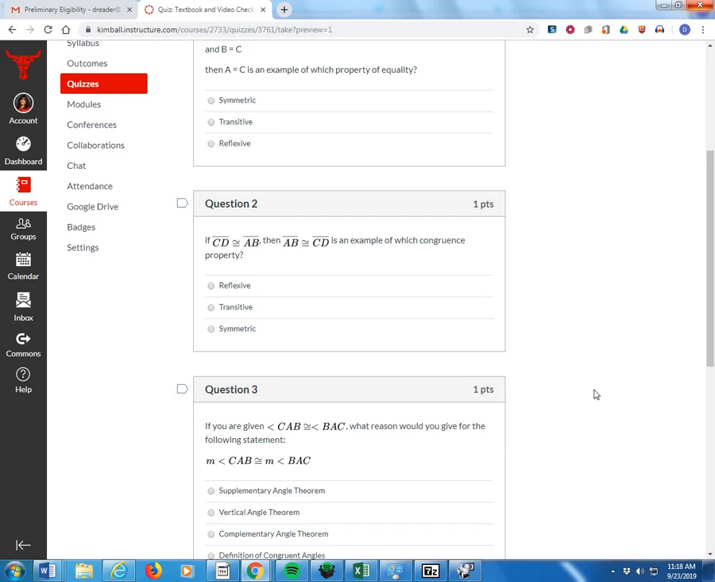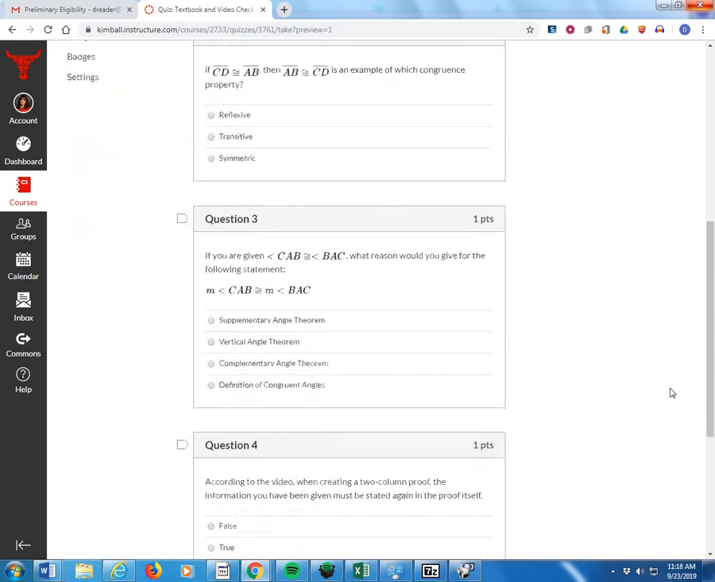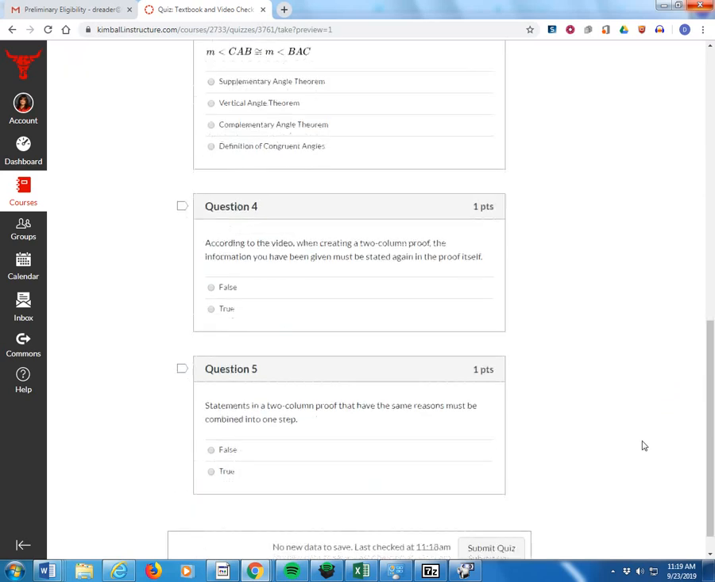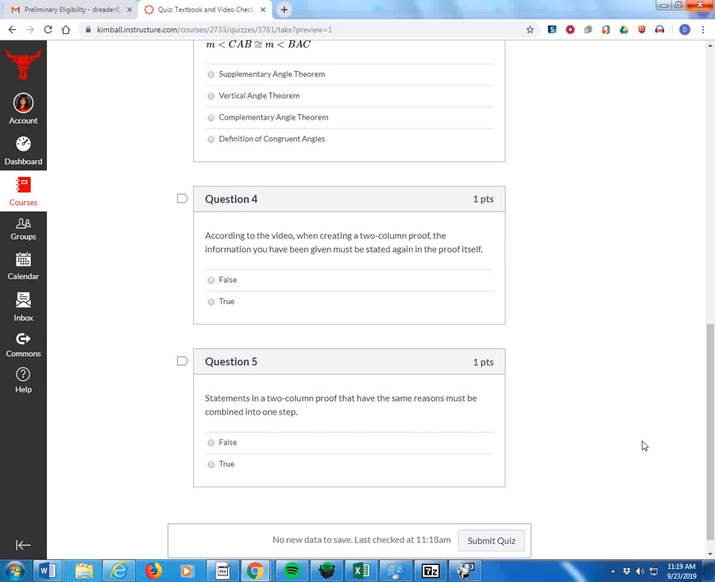If you're given that angle CAB is congruent to angle BAC, what reason would you give for the following statement? The measure of angle CAB is equal to the measure of angle BAC. That's the definition of congruent angles. If you're told the two angles are congruent, you know the measures are equal. Question 4. According to the video, when creating a two-column proof, the information you've been given must be stated in the proof itself. True. That's always the first row.